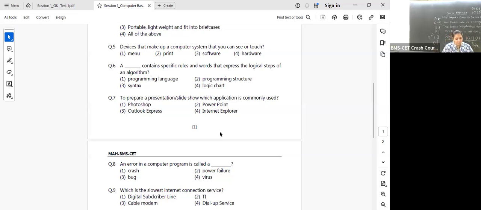Next one, which is the slowest internet connection? Dial-up service. Yes, very good. Dial-up services. What are dial-up services? Do you know? Telephone providers से जो आप internet connections use करते हैं, so those are the slowest. Okay. Next, video conferencing requires a microphone, speaker, and a.